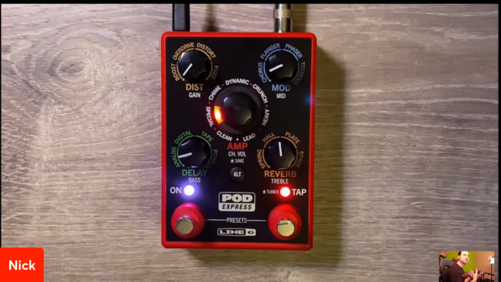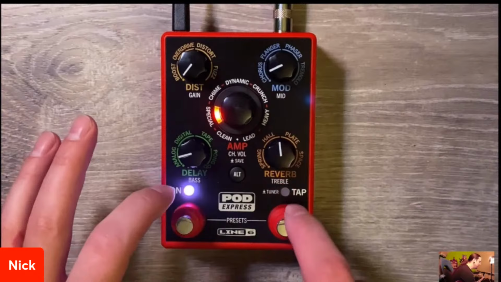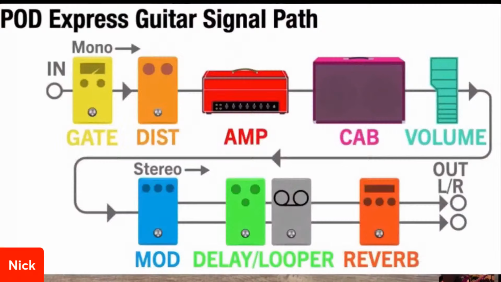Now, I do want to show you the signal flow. I think we just jumped right into questions, but this is the overall signal flow of Pod Express. There is a noise gate in the signal flow. So you can see how the flow is here, there's actually a rhyme and reason going on.